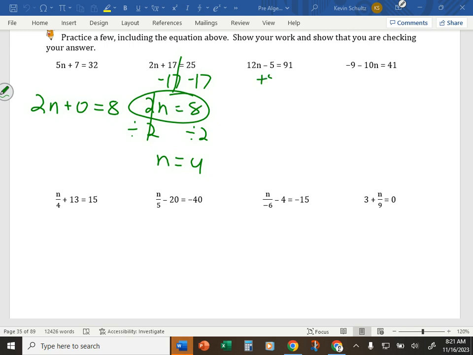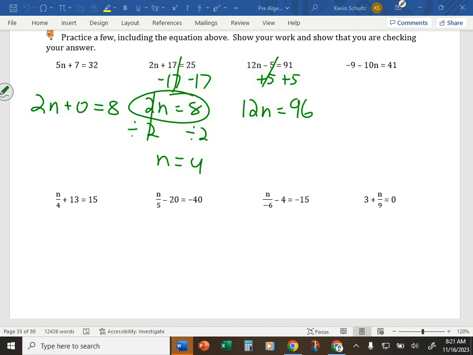Because negative 5 plus 5 equals what? 0. They cancel out, right? Whatever that operation is in the original equation, you undo that. Negative 5 plus 5 equals 0. 12n is by itself. 91 plus 5 is 96.